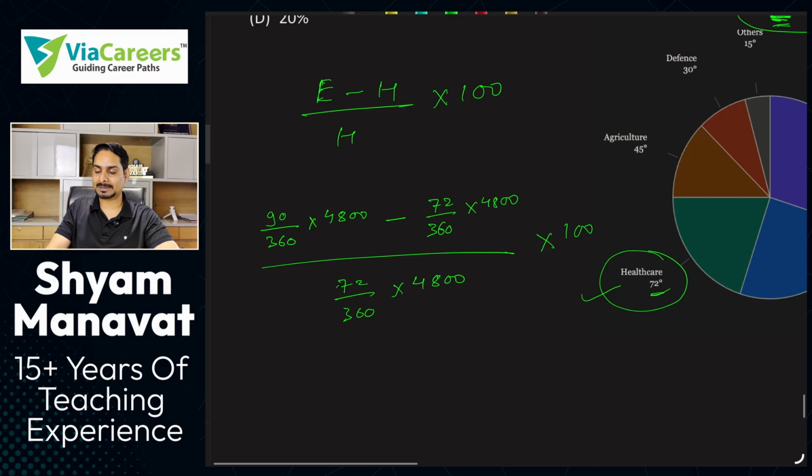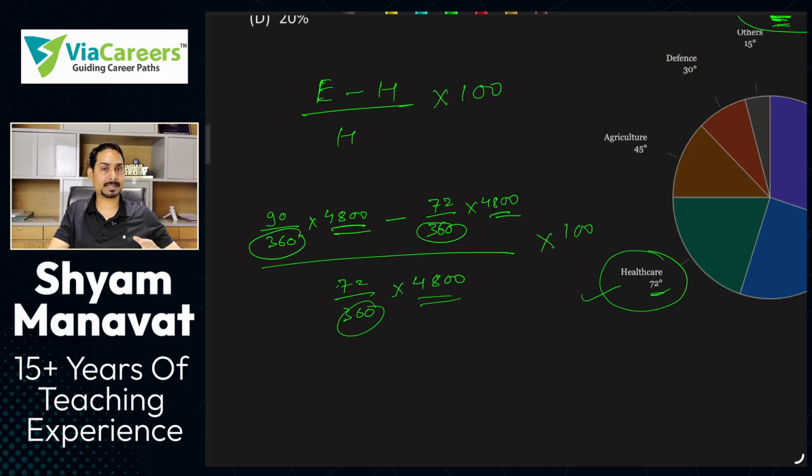Now common sense लगाओ यार, 4800 कॉमन निकाल के कैंसिल हो जाएगा, 360 कॉमन निकाल के कैंसिल हो जाएगा. So what will you be left with? You will be left with only 90 minus 72 by 72. This is what I was saying.